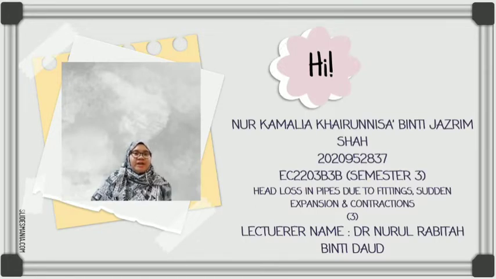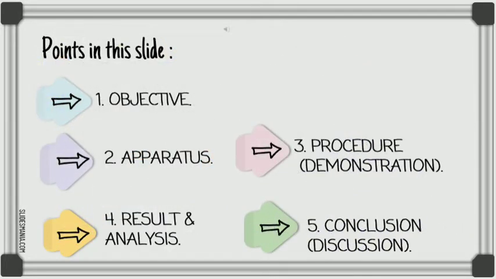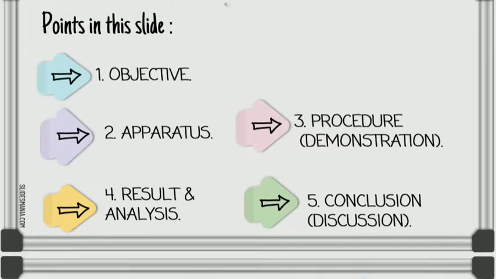In this video, I will present my experiment, which is head losses in pipe due to fitting, sudden expansion and contraction. In this slide, firstly, I will talk about the objective. Number 2 is apparatus. Number 3 is procedure and demonstration. Number 4 is result and analysis. And the last thing is conclusion.